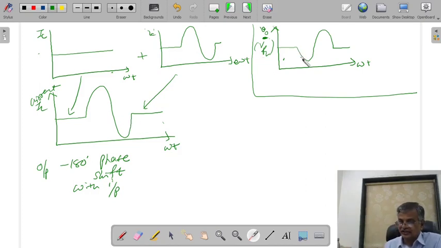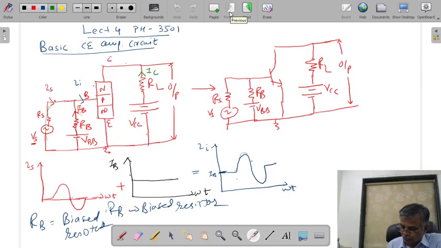So there is a 180 degree phase shift with this, and the input voltage I have not shown here. So if you want to see the input voltage, I will show it here. This is the input, this is the output voltage. This is the input, you can say VS is there.